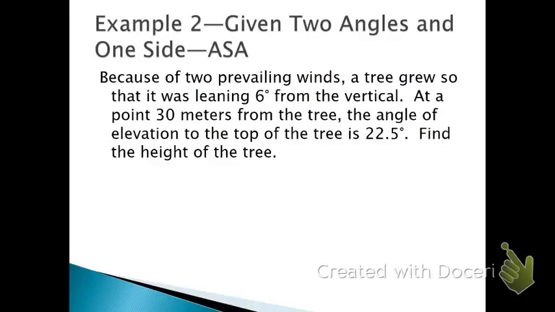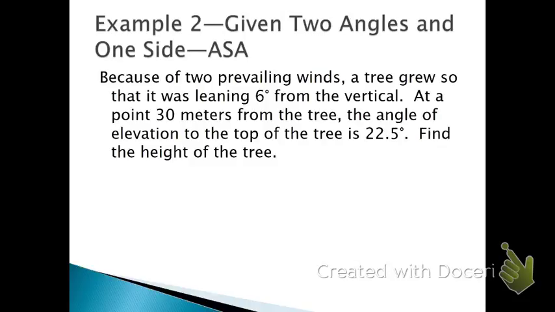Alright, so because of two prevailing winds, a tree grew so it was leaning 6 degrees from the vertical at a point 30 meters from the tree. The angle of elevation to the top of the tree is 22.5 degrees. Find the height of the tree. So without the drawing, it's going to be difficult to do.